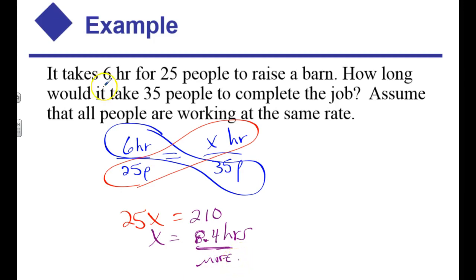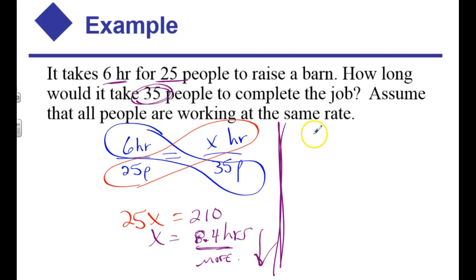doesn't really make sense to me because this is more time, and I would guess if it takes 6 hours for 25 people, if you have more people, wouldn't it make sense for the time to be decreasing? So we've actually worked the problem incorrectly here. We've actually worked it as a variation function when really it should have been an inverse variation.